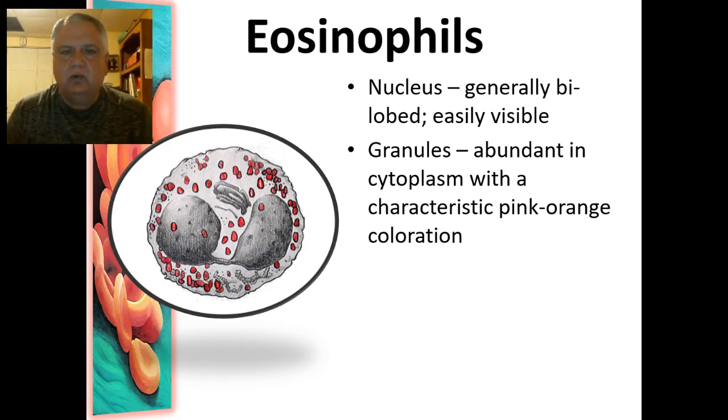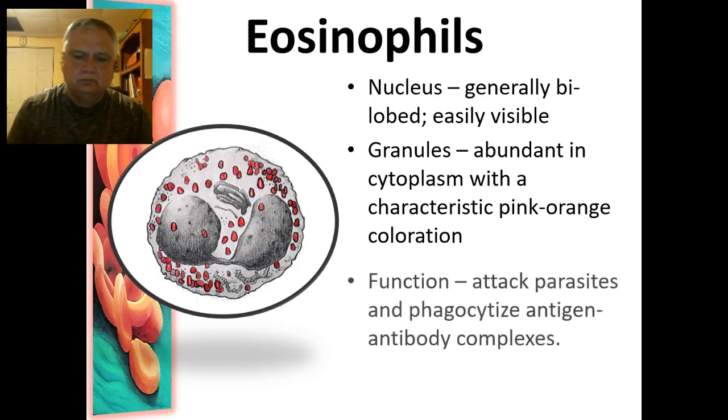And that's one of the ways we can tell the difference, because neutrophils can have between 2 and 5 lobes. So if you have 2 lobes, how do you know if it's an eosinophil and not a neutrophil? We're going to look at the granules. We're going to see a more densely populated amount of granules in the cytoplasm, and they'll be a pinkish orange coloration as opposed to that faint pink coloration that we would see in neutrophils.